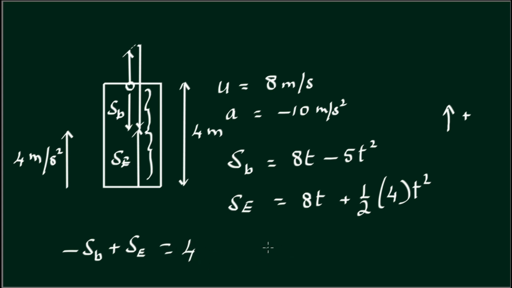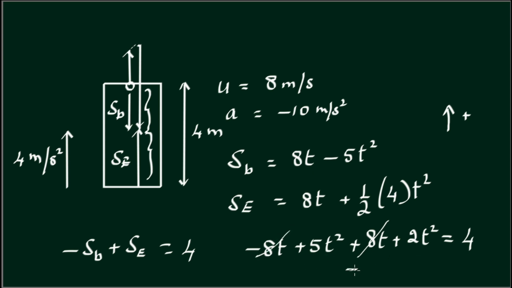That's our equation. So let's do this. So the magnitude of SB is minus 8t plus 5t squared. To that you add the magnitude of SE, which is 8t plus 2t squared. The whole thing is equal to 4. So 8t and minus 8t cancel. On the left hand side we have 7t squared is equal to 4, and that gives us the time of travel for the bulb as square root of 4 by 7 seconds.